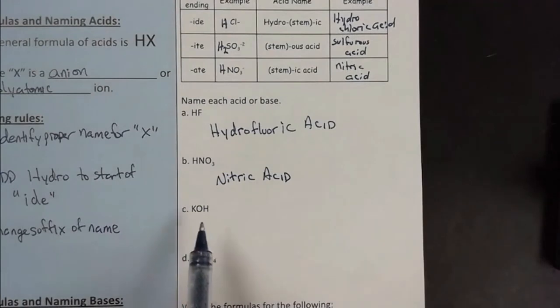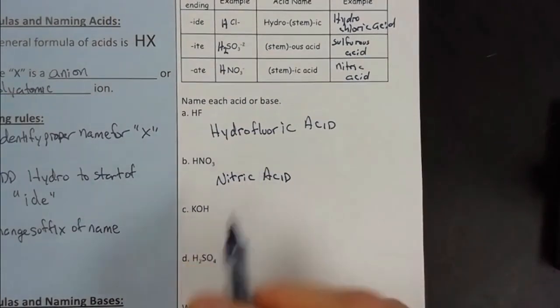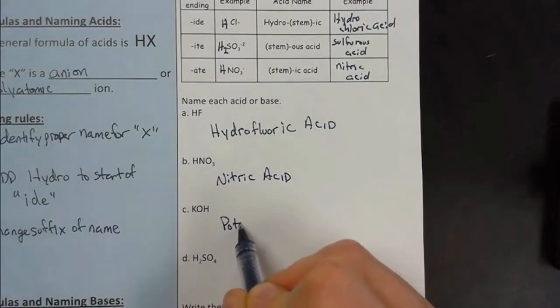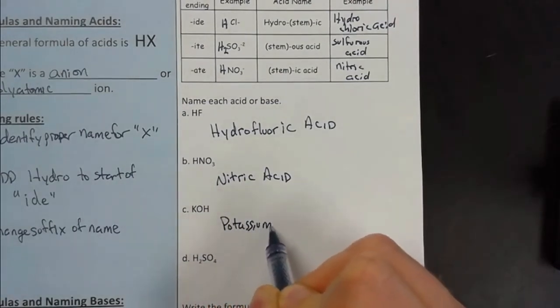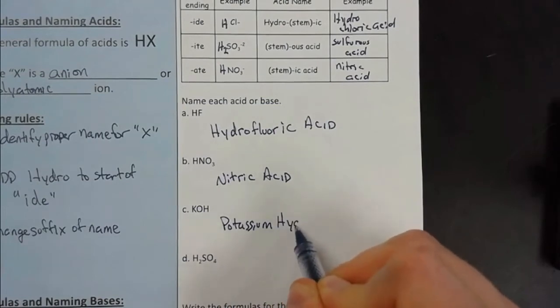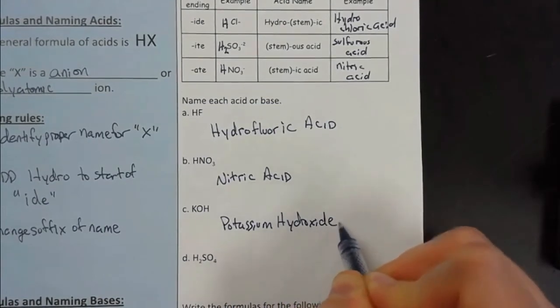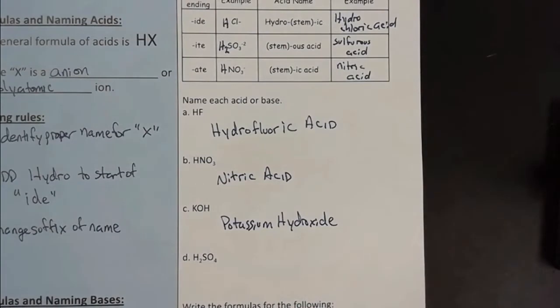KOH is a curveball because there's no hydrogen at the start. It's not an acid, so this is a base. So we would identify the name of K, which is potassium, and then label that with hydroxide. So we just call that potassium hydroxide.